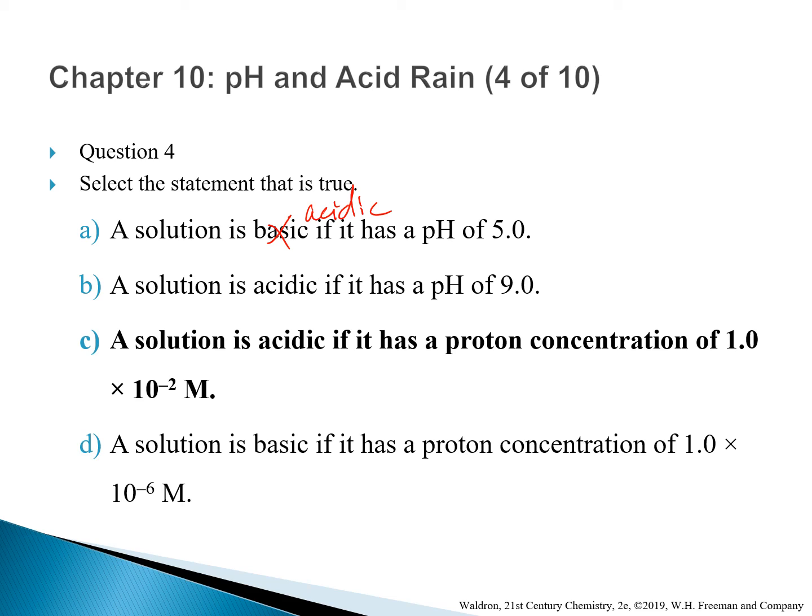Choice B, pH is equal to 9.0. This is basic. Anything greater than 7 is basic, anything less than 7 is acidic. At 7 is pH neutral.